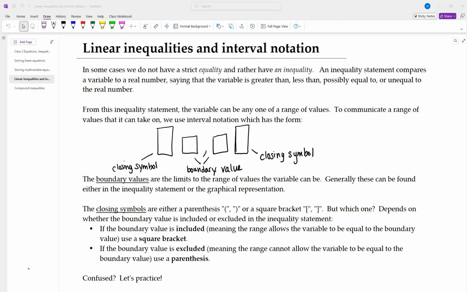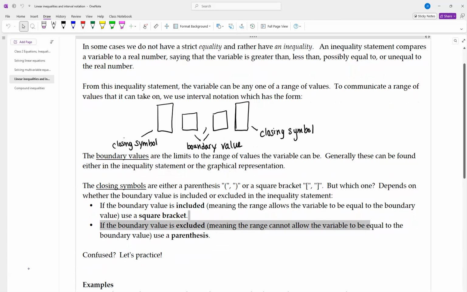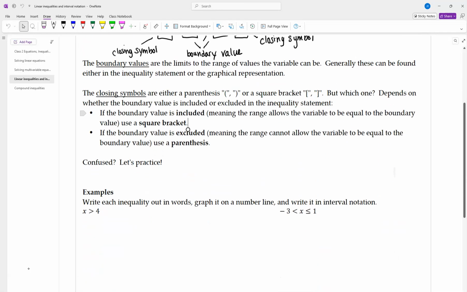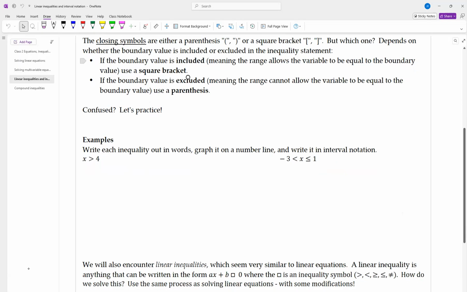And so to delineate the difference, that's where we have 2 different forms of closing symbols. If that boundary is included, meaning that the variable can be that value, then we use what we call a square bracket, depending on which side we're on. And if that boundary value is excluded, meaning the variable cannot be that value specifically, we would use a parentheses. Okay, and so some examples would be these.